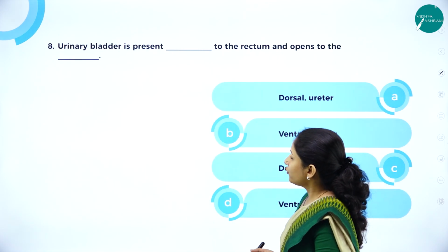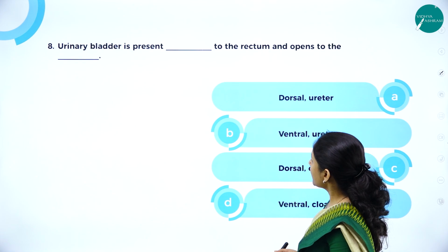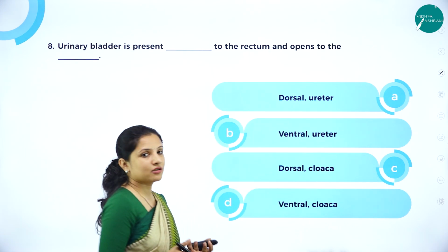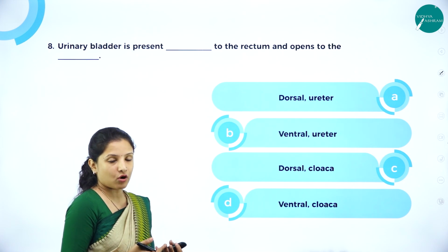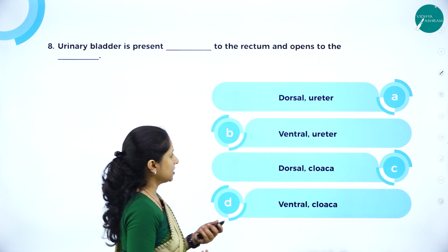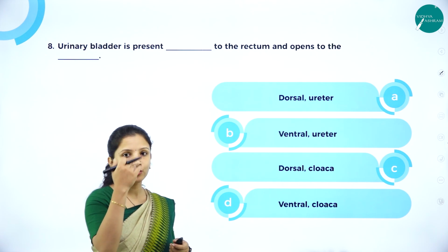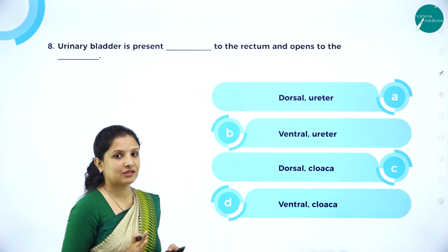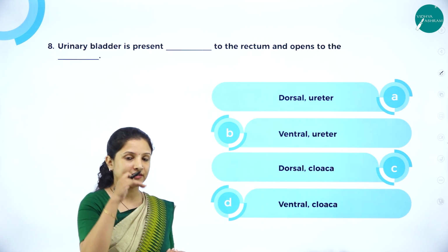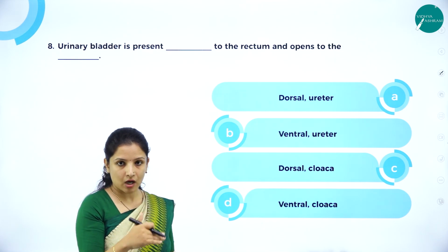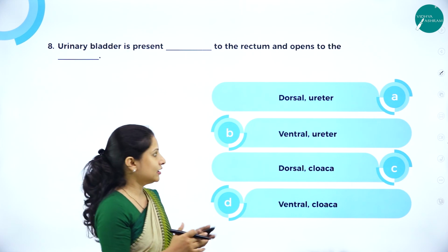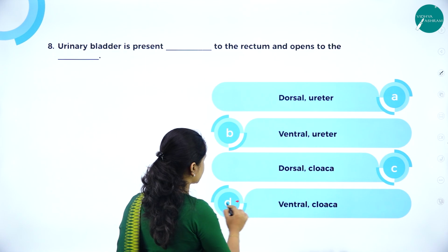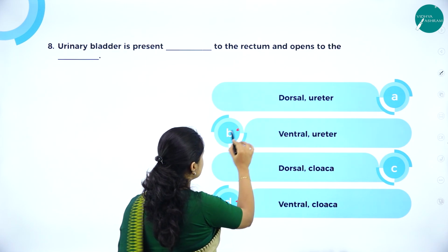Next question. Urinary bladder is present dash to the rectum and opens to the dash. It is the urinary bladder, where is it? Is it present dorsal or ventral? We shall see. Dorsal means upper part, ventral means lower part. So remember the diagram of the excretory system in frog. Was the urinary bladder present at the top or at the bottom? At the bottom, right? So therefore it should be ventral. So wherever ventral is there, we have to select. D also has ventral. I'll just put a dot here. B also has ventral.